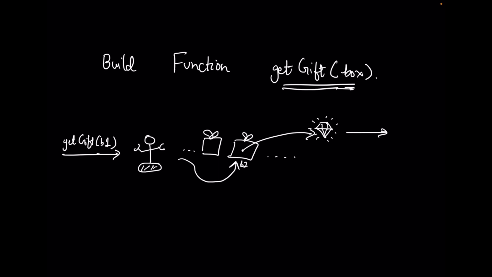What you want is that if some code is written, let's say get gift b1, and that's given to the robot, it will find this box b1, and it will keep opening it again and again and again until it reaches the gift, the diamond, and then it just returns this diamond to you, or lets you know that it found the diamond, right? So how would you go about doing this, right? How would you build such a function and program that into the robot?